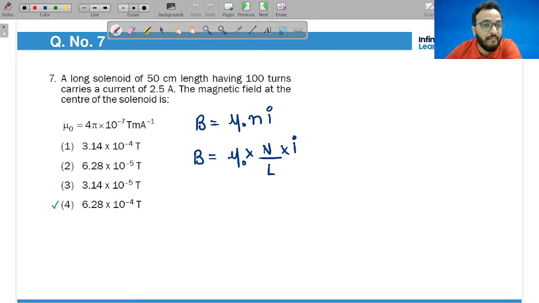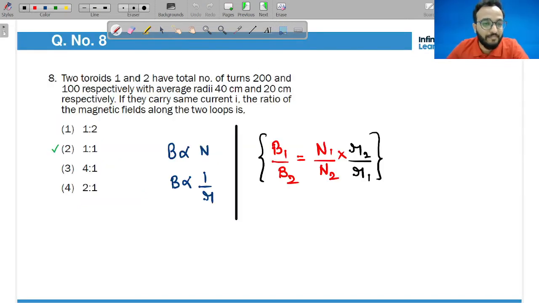Question number 7. A long solenoid whose length is given, total number of turns are given, current is given. That means everything is given and the value of mu naught is also given. What else do you need? Put in the formula, get the answer. Two toroids.